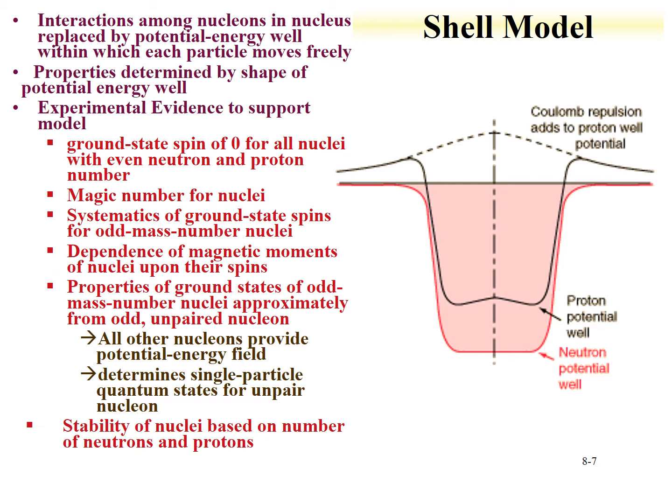and some of the properties of ground states of odd mass numbered nuclei can be determined from that odd unpaired nucleon. So it's as if I have an odd A nucleus, all the nucleons are paired except for one, and that one unpaired single particle provides the properties for the nucleus. That's fundamentally one of the bases of the shell model. One of the other things with the shell model that can be derived is stability of nuclei based upon the number of neutrons and protons.